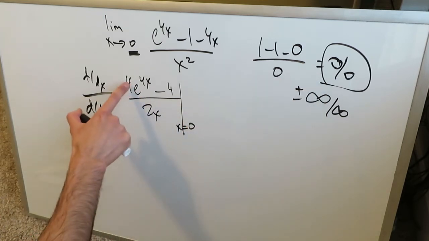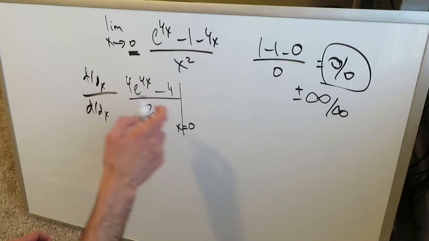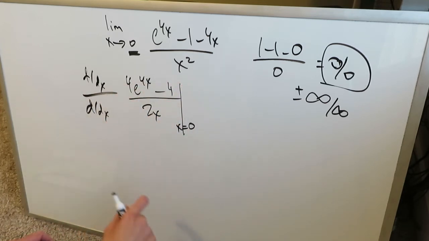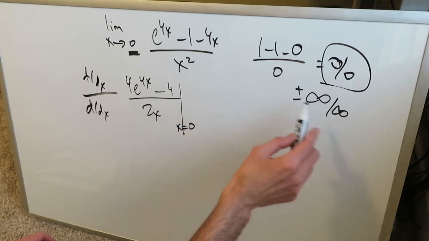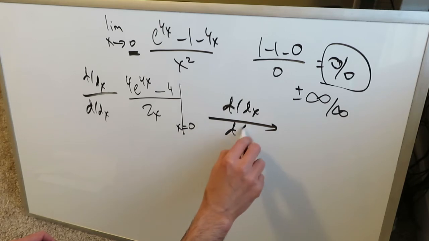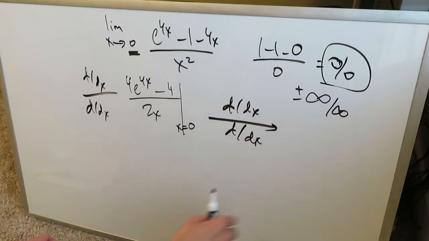When I plug 0 over here, what happens? I get in the numerator, I get a 4 minus 4, which is a 0. In the denominator, I get a 0. So I'm still looking at a 0 over 0 form, so I have to do another round of derivatives in the numerator and denominator. Keep doing as many rounds so long as these forms still exist.